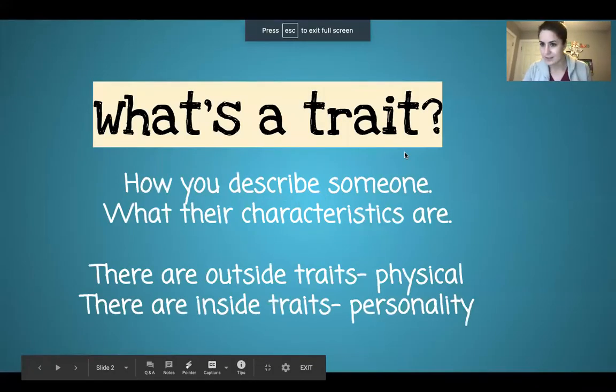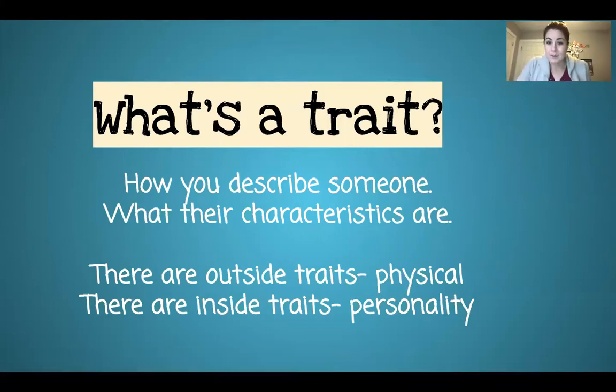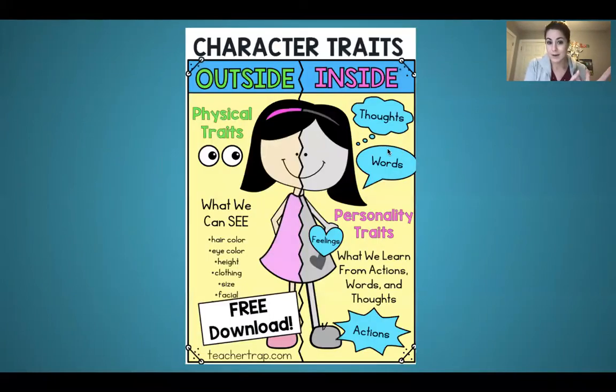So I've been telling you this over and over again. Character trait is how you describe someone, right? What their characteristics are. There's the outside ones, they're physical ones. What we can see: hair color, eye color, height, clothing, right? How tall someone is. And then on the inside, when we talked about Ruby Bridges on Monday, people judged her from her outside traits without getting to know her inside traits, okay?